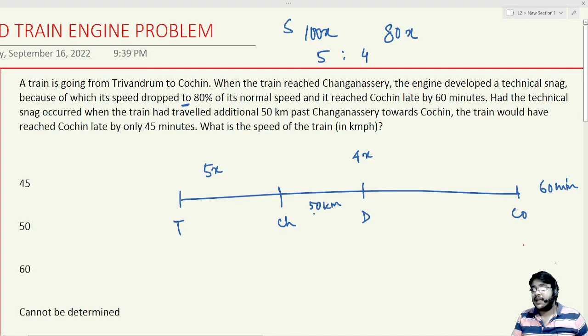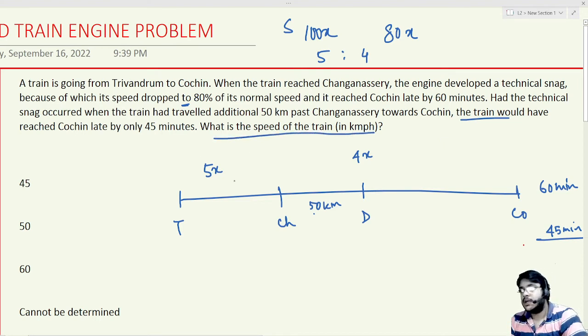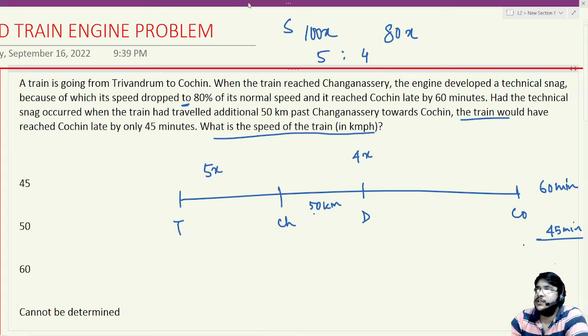Had the snag happened 50 kilometers past Changaneshwari towards Cochin, the train would have reached Cochin late by 45 minutes. So the second case, it is 45 minutes late. Your task is to find out what is the speed of the train. What is the speed of the train in kilometers per hour? I'm assuming that they have asked you the regular speed only. Okay, they have not asked you the reduced speed.